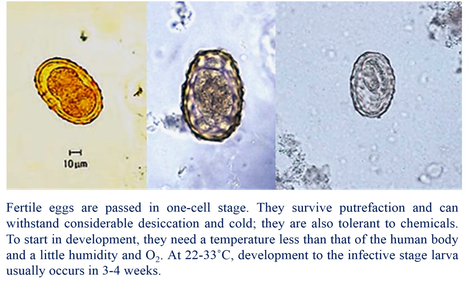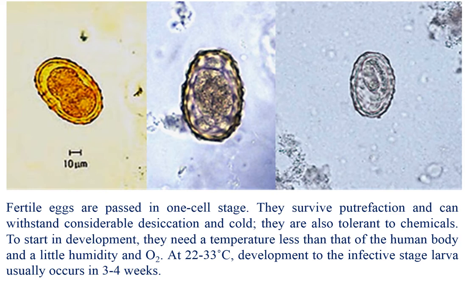Fertile eggs are passed in one cell stage. This means that the cleavage started in the embryo inside the egg before it exits outside. They survive putrefaction and can withstand considerable desiccation and cold. They are also tolerant to chemicals.